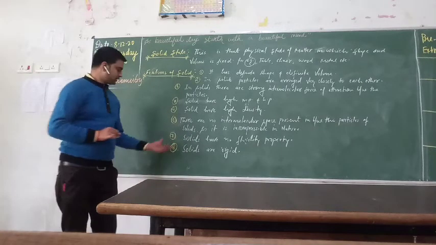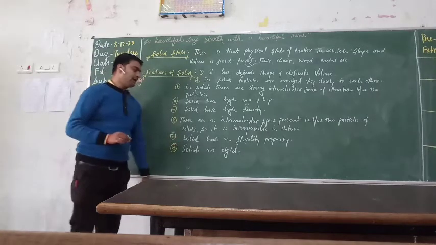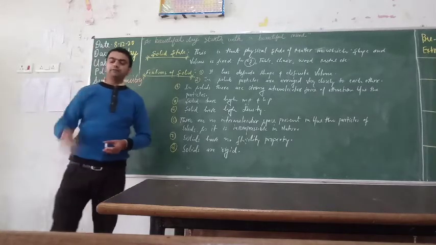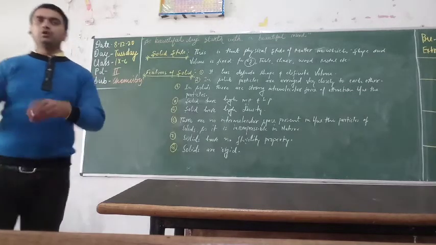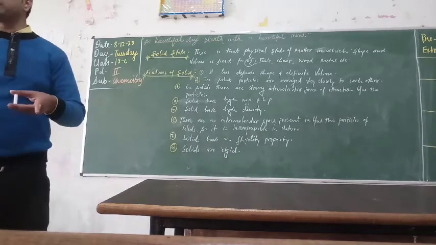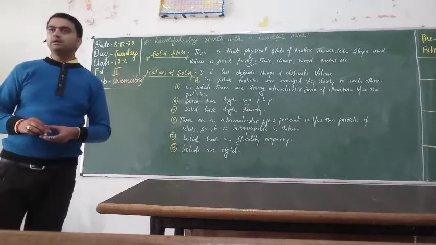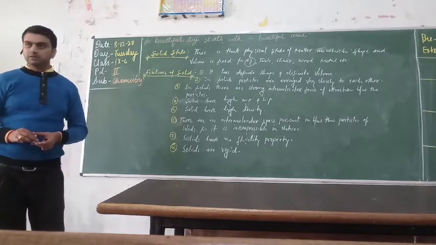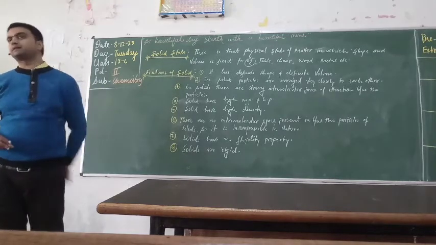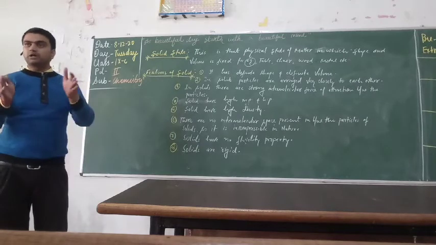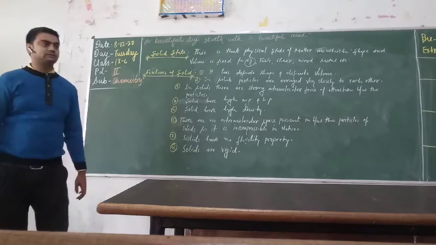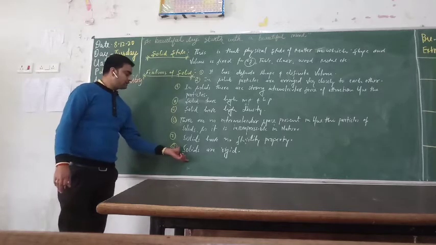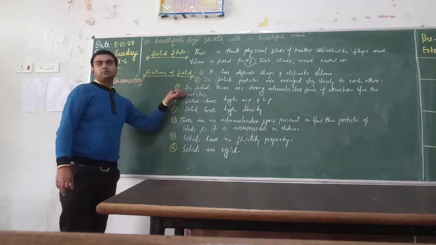Understand everyone? Then the seventh point: solids have no fluidity property. As you know, when we pour a liquid on the floor, it will flow by itself. That property is known as fluidity. But in case of a solid, we do not consider any fluidity property, because a solid cannot flow by itself due to strong intermolecular forces of attraction. Last point: solids are rigid. Solids are rigid because of the second point and the third point you know.